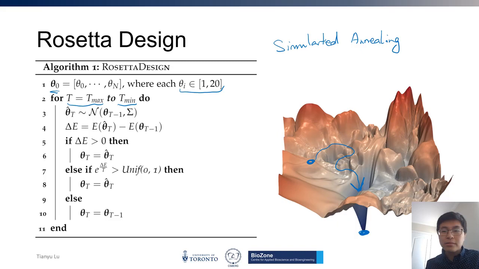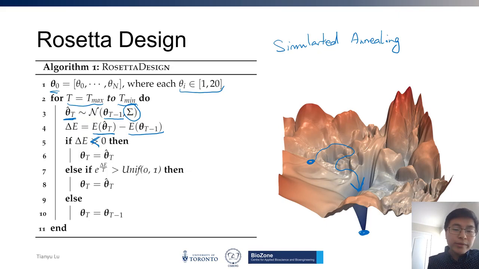you can make the metal stronger. Now, here what we do is you consider your previous best sequence, theta T minus 1. Then you sample around a small area denoted by this variance term sigma. You sample around that previous best to obtain your new proposal sequence, theta hat. Then you're going to assess the energy of that new proposal and compare that with the energy of your previous best sequence. Now, if this energy term is less than zero, that means your new energy term is lower.